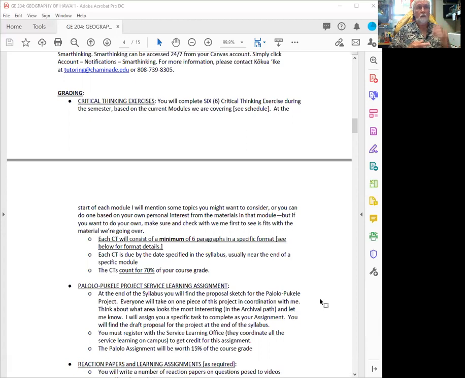It could be tied either to the material directly in class, or the material in class related to your personal experience, or things you've seen around you, or your family and friends and other experiences, or things that you see in other courses you're taking, or your potential career. All these become motivations to pick something and then do a critical thinking exercise on it.